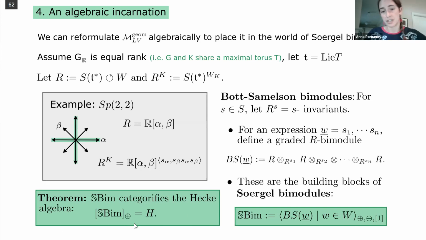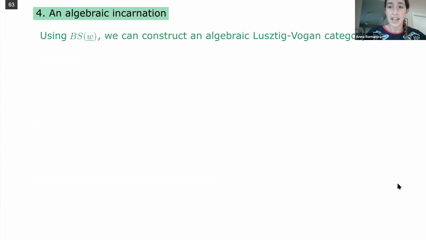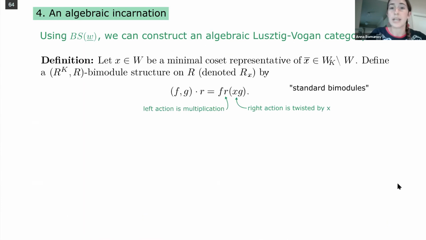And so its Grothendieck group has the structure of an algebra, and again, it's the structure of a Hecke algebra. So this is kind of the background of Soergel bimodules. And we can kind of imitate the geometric construction we just saw in this algebraic land. So we can construct an algebraic version of this geometric Lusztig-Vogan category.